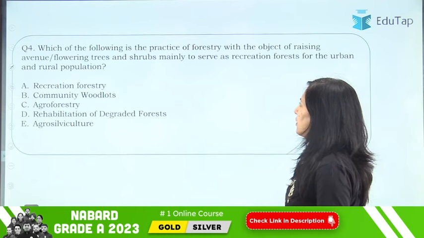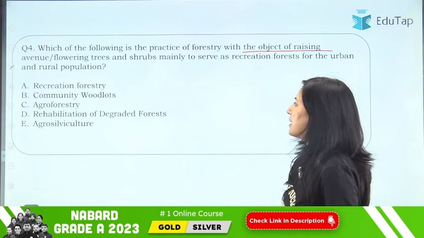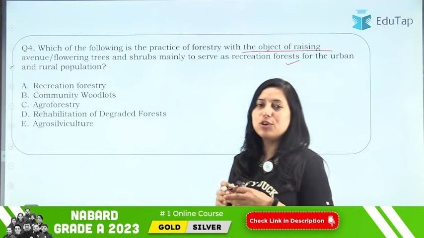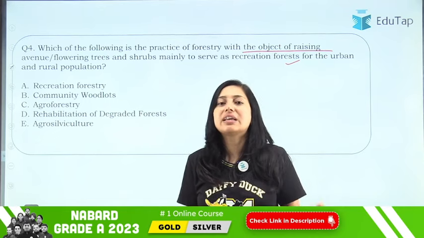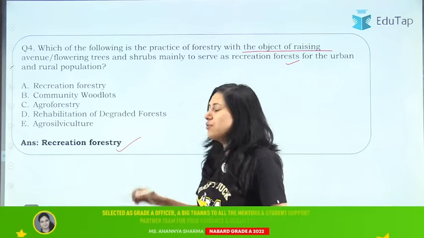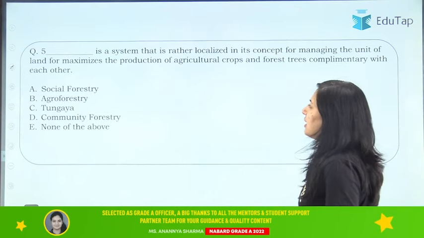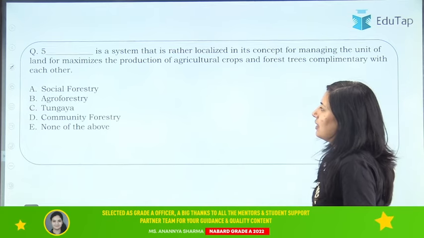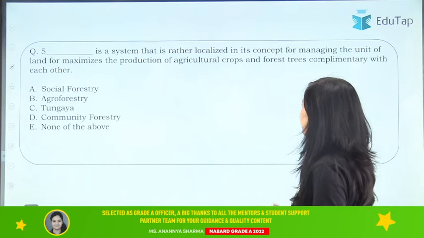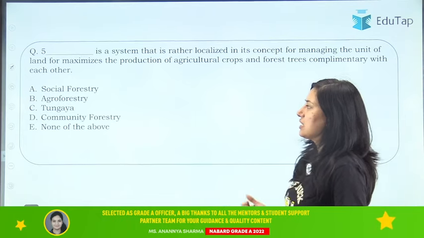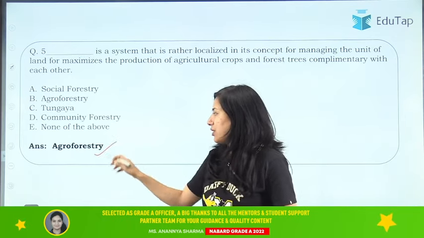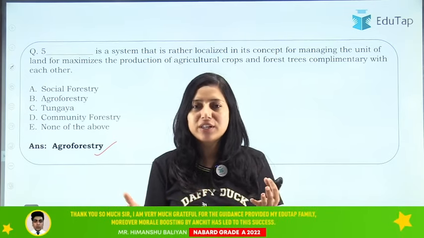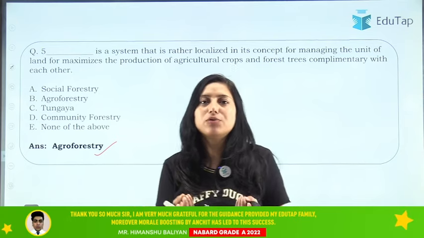Moving to the next: which of the following is the practice of forestry with the object of raising avenue and flowering trees and shrubs mainly to serve as recreation forest? As we are doing forestry for recreation purposes, the answer will be recreation forestry. Very easy, right? Then: dash is a system that is rather localized in its concept of managing a unit of land for maximizing the production of agricultural crops and forest trees complementary with each other. The right answer will be agroforestry. We have discussed this: in agroforestry, the objective is to integrate crops as well as forestry to maximize the output from a particular land.